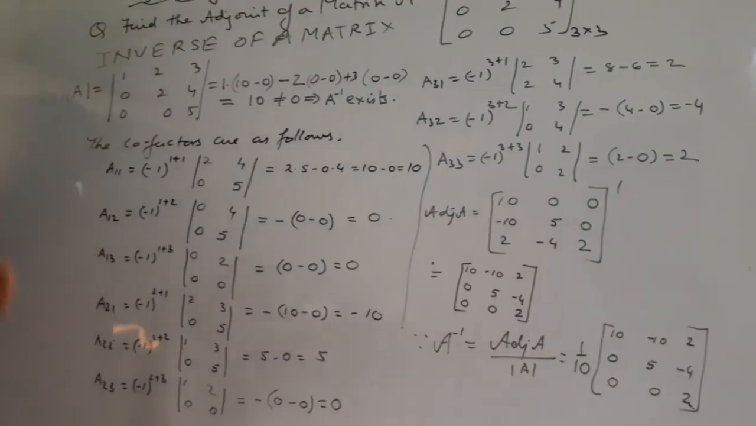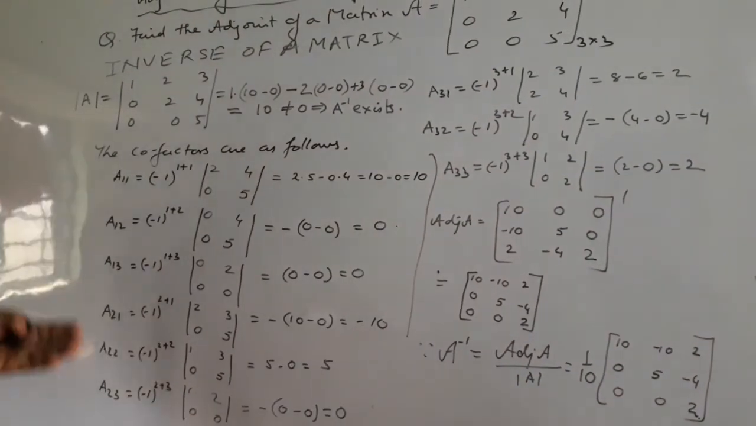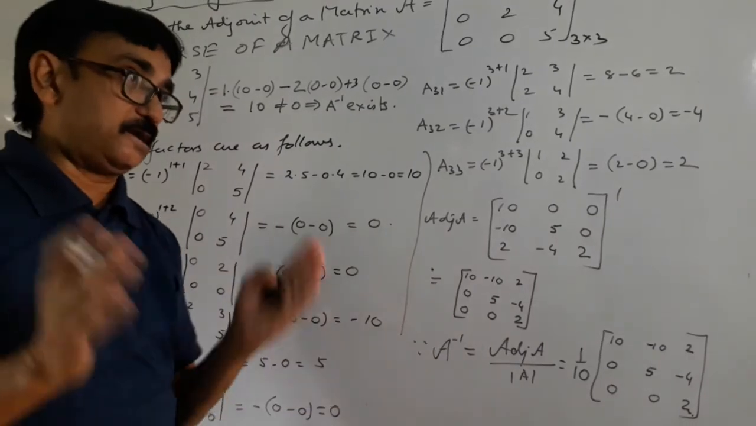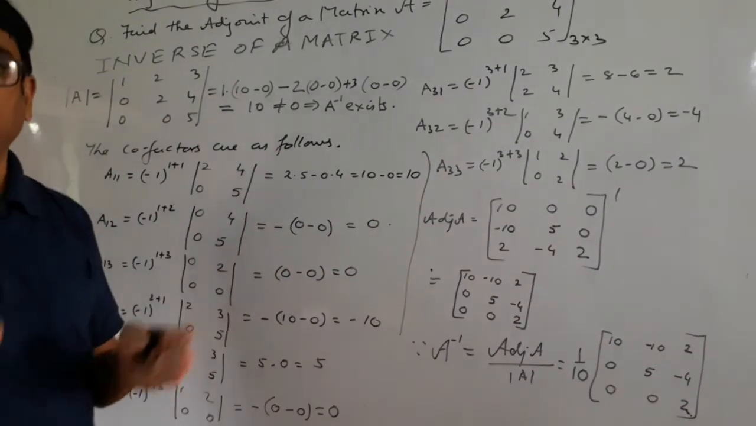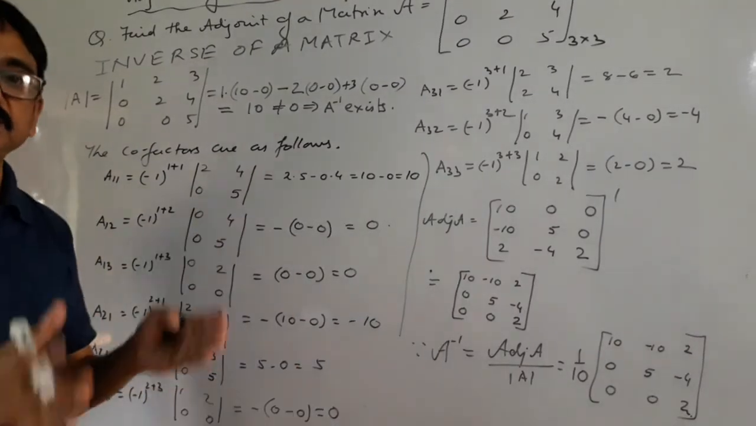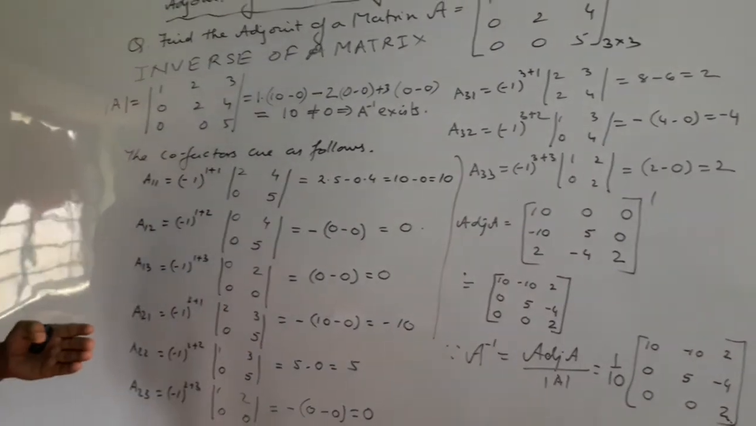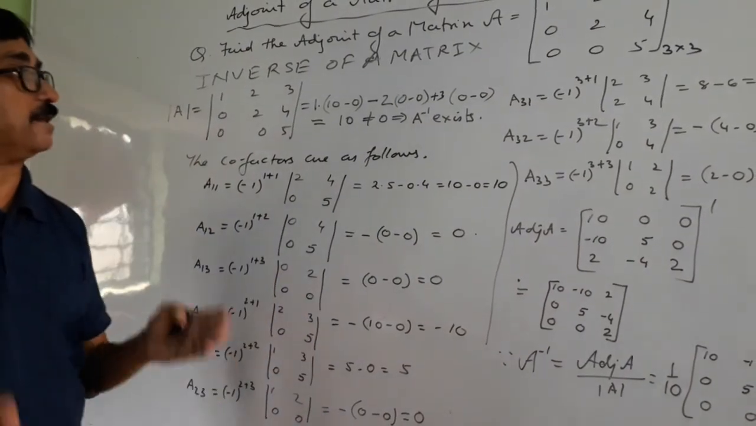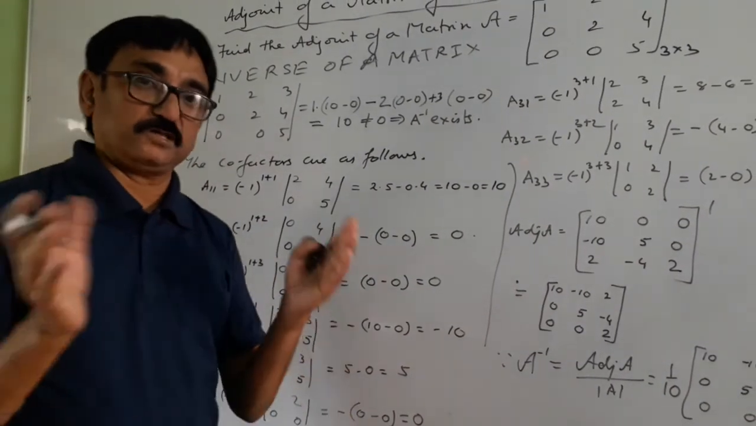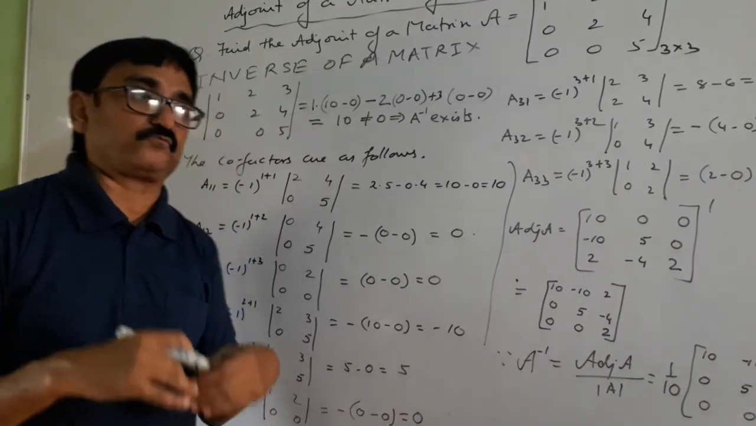So today I have explained how to calculate the adjoint and the inverse of 2 by 2 order and 3 by 3 order matrices. You practice such problems, at least 5 to 6 questions for calculating the adjoint as well as the inverse of a matrix, from any textbook.